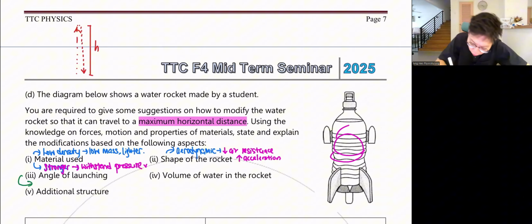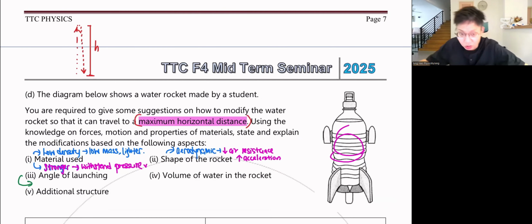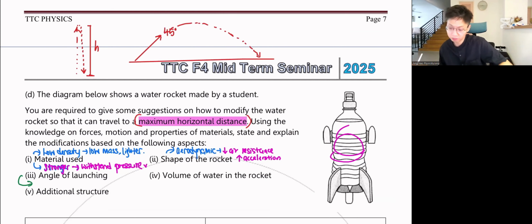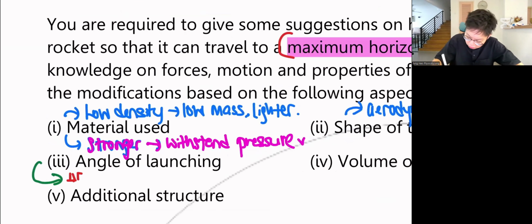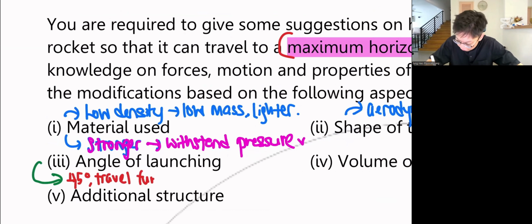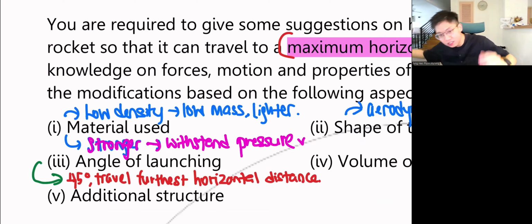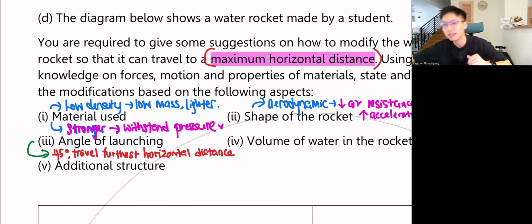Correct. But if I want the maximum horizontal distance, you better have played Angry Birds before, so that when you want 45 degrees, this thing can go as far as possible. Yes, correct. So this angle of launching is actually 45 degrees. Why? Because it will be able to travel the furthest horizontal distance. So that is the answer.